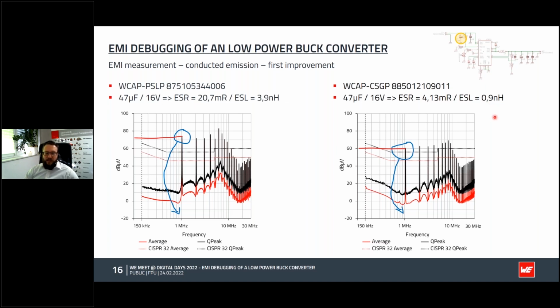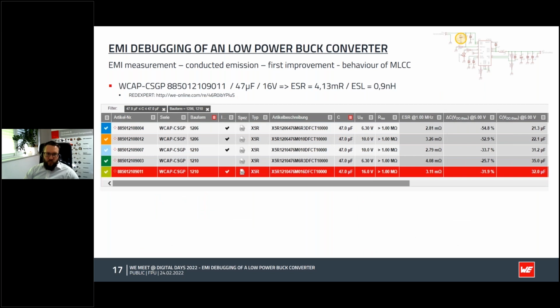This is why the ESL also goes down here. One word about MLCCs. Please keep in mind that when you apply voltage to the ceramic capacitors for class 2, there will be some drop of the capacitance. So you have a voltage dependent capacitance.